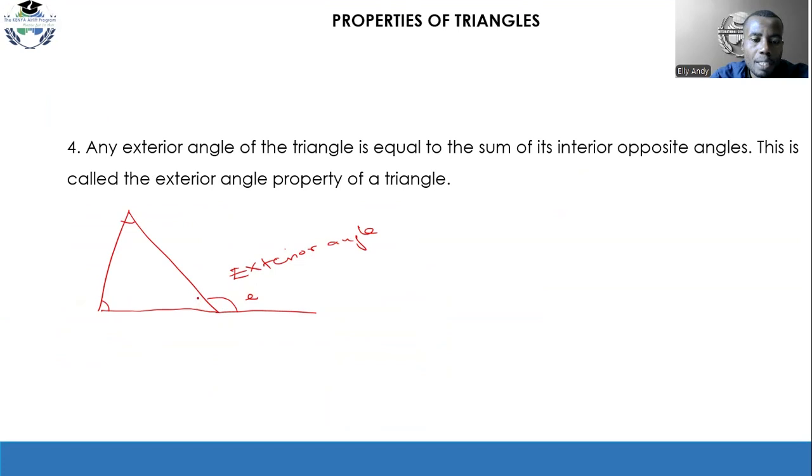So what this property means is that if we have the internal angles as X, Y, and Z, and the exterior angle E, then E will be equal to the sum of the interior opposite angles, in this case, X plus Y. So maybe for another illustration, suppose we extend this and get our exterior angle F here, then angle F will be equal to the sum of X and Z. So this applies for all exterior angles.